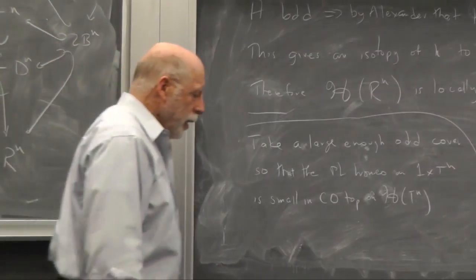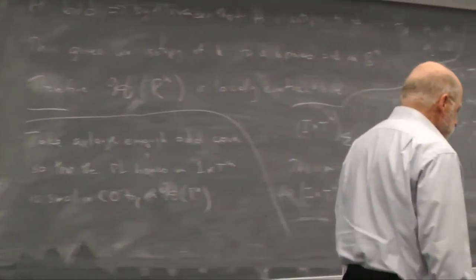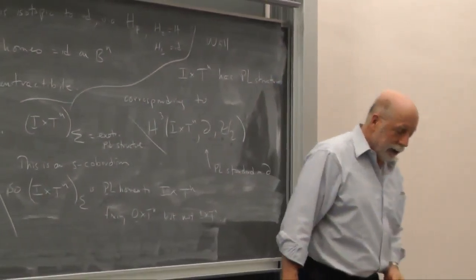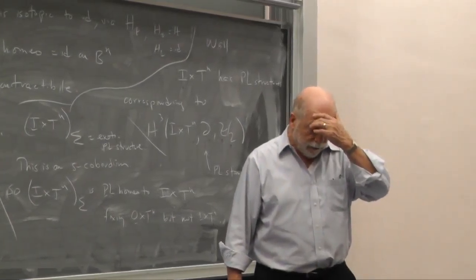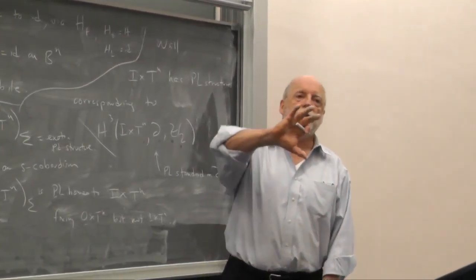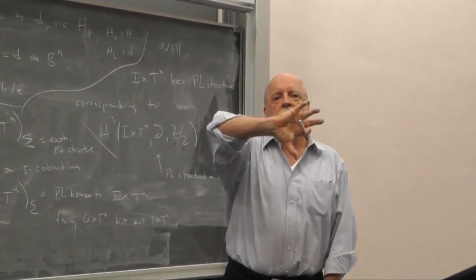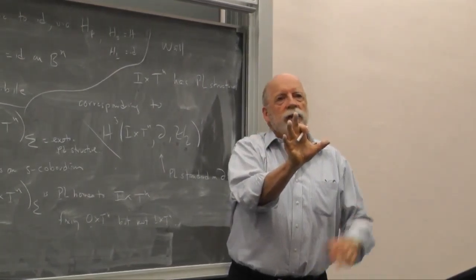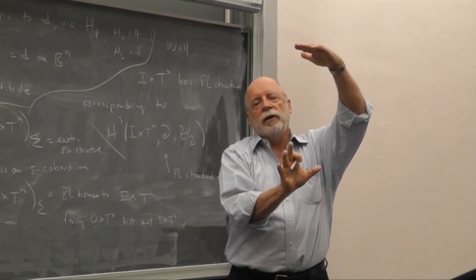So why is it small? Well, that's something you have to think about a little bit. If you take a homeomorphism of the circle that rotates by 2 theta, and you lift it by the double cover, it only rotates by theta.